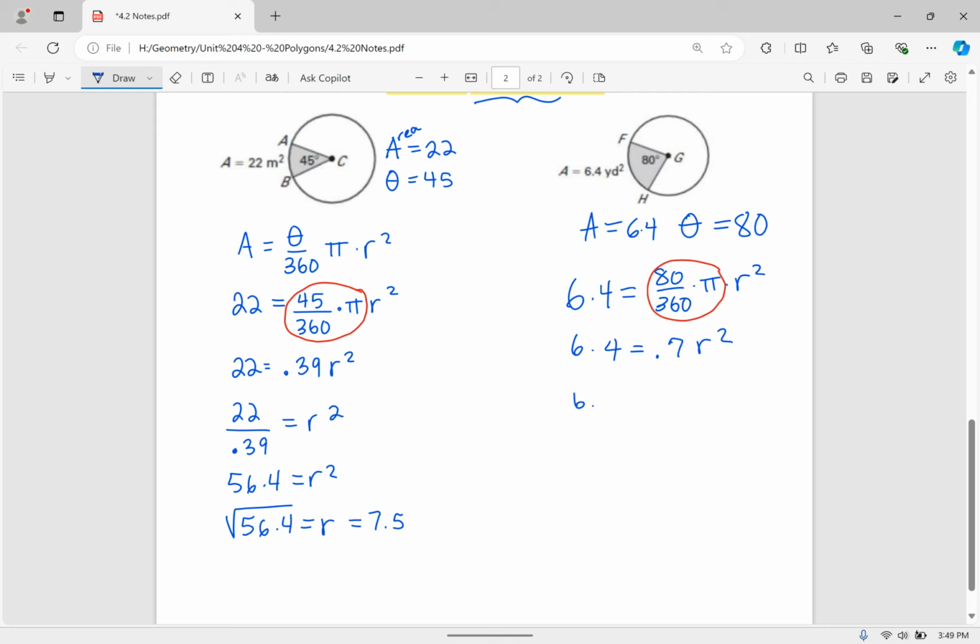So I have 6.4. I'm going to divide that over. And that's going to give me 9.3. And then I can take the square root of 9.3, and that will give me r. And r is going to be approximately 3.04.